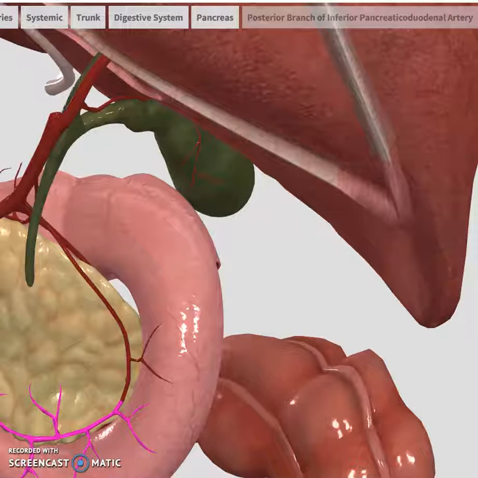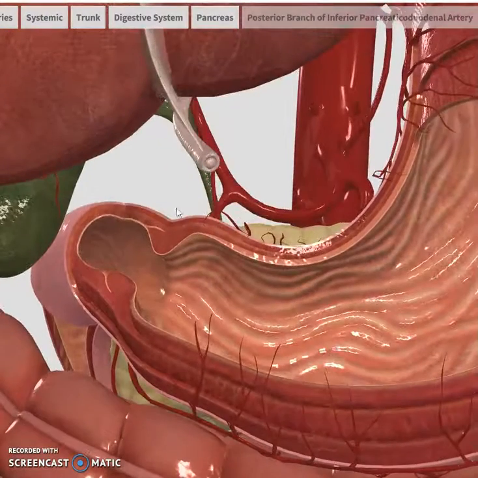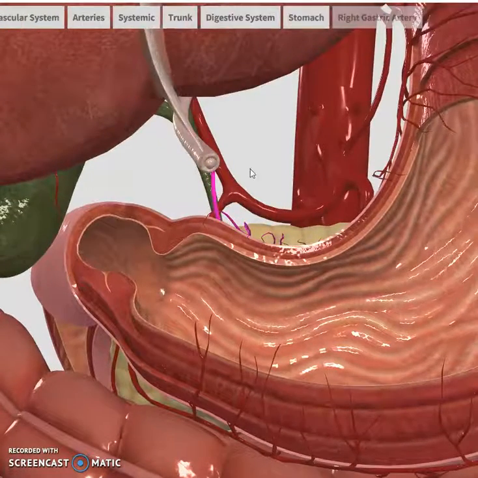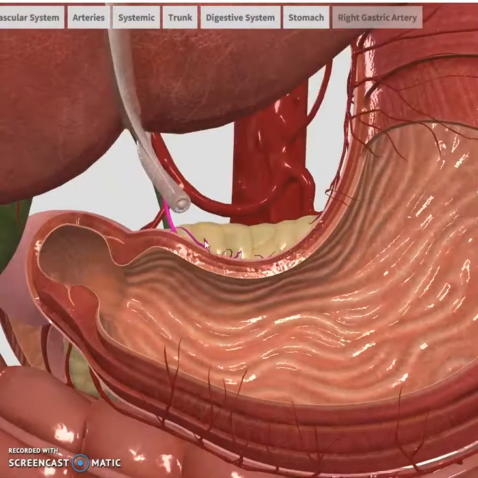The first one is the proper hepatic, the second one is the gastroduodenal, which gives rise to the right gastroepiploic as well as the superior pancreatico-duodenal artery, both anterior and posterior sides, and the third one is the right gastric artery, which is somewhat a part of the proper hepatic.